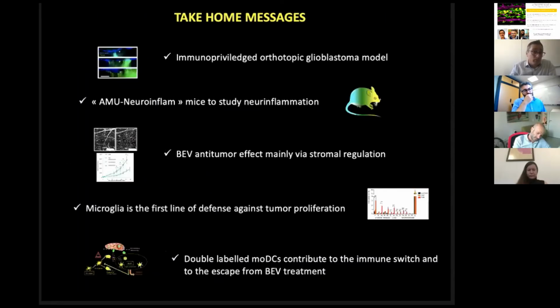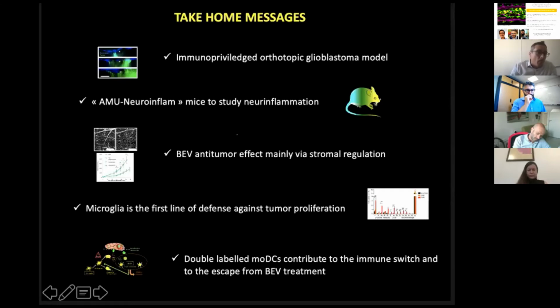So at this stage, this is about what I want to say, given the time that is allocated. But the take-home message that I would like to carry is that we have set up in Marseille a dedicated orthotopic glioblastoma model that conserves the immunoprivilege of the brain and allows us to study the deregulation of the immune response in tumor. We have mice in order to study the dynamic of the different populations that are recruited.